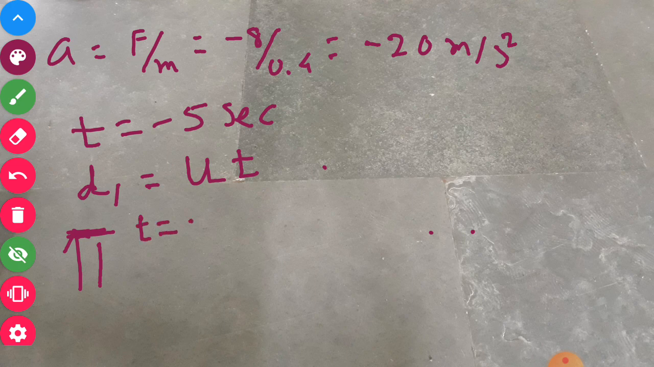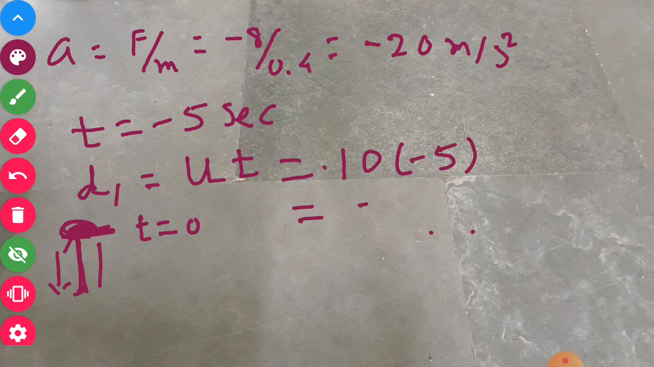Application of force is taken to be at t equal to 0. So before application of the force, it must be somewhere here, and that we want to find out. Here it was, and in 5 seconds it came here, and you are applying the force at this point. So that will be 10 into minus 5, that is minus 50 meters. So from the point where it started experiencing the force, it was 50 meters behind, and that is why the negative sign is significant here.